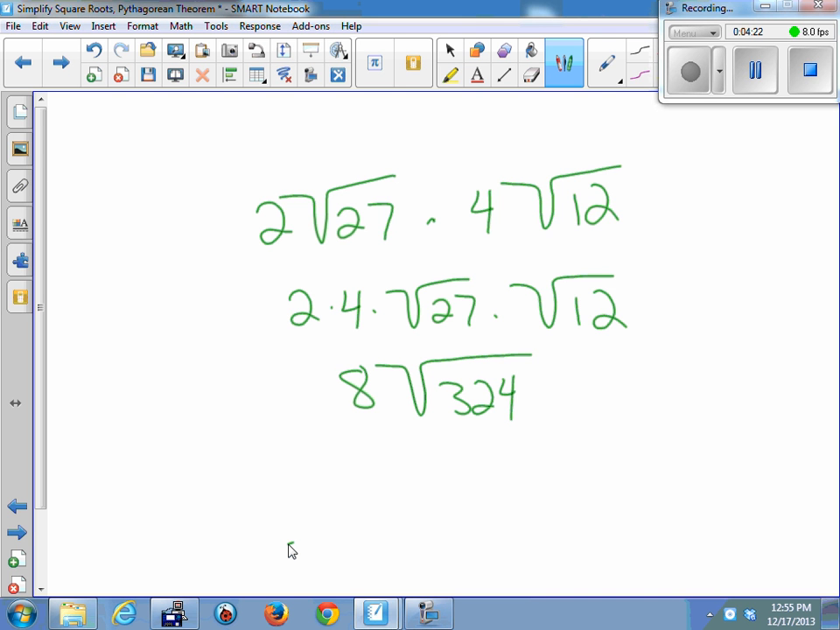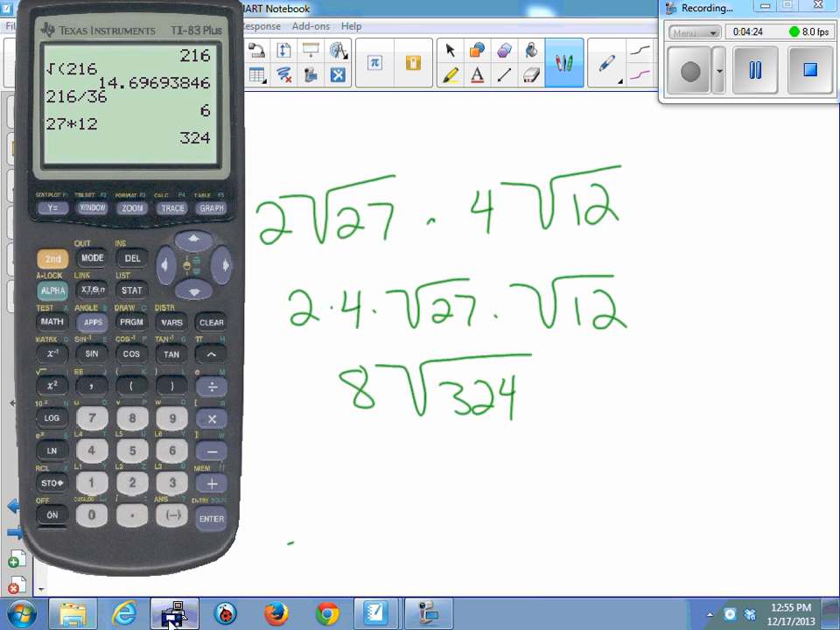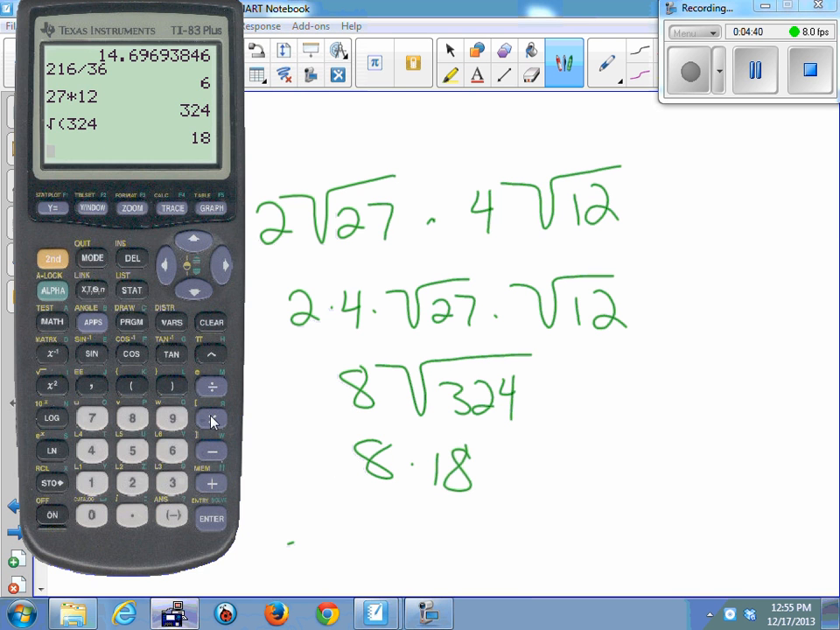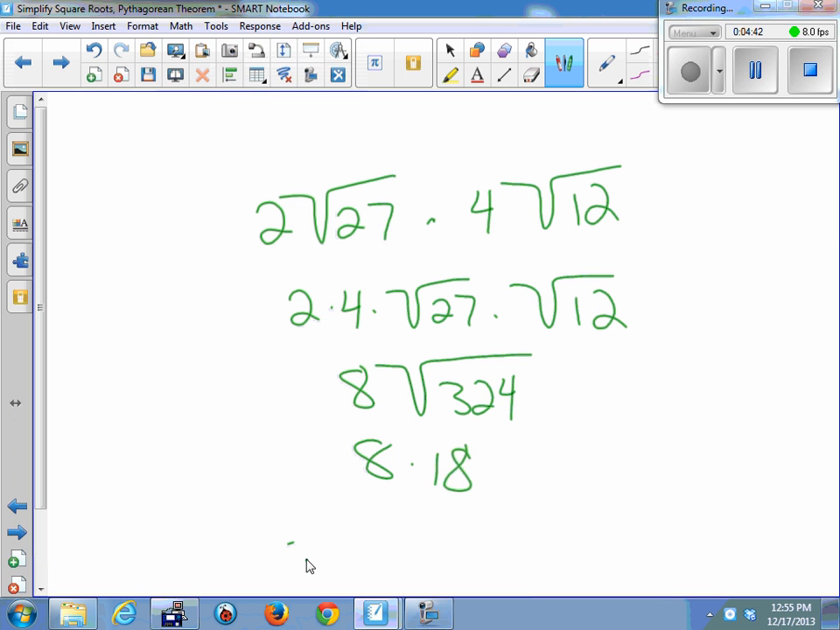In this case, with 324, we're going to look for the square root of 324. It happens to be 18. So make sure you check that first. Don't just go for dividing in. Make sure you check the square root first, and then you can go. So this is 8 times 18, which gives me 144. Make sure you're checking for those square roots.